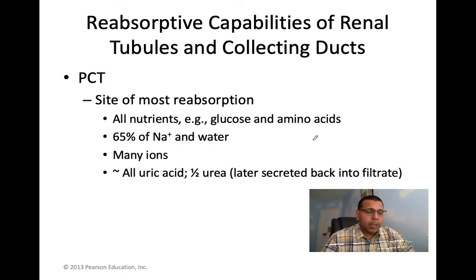When we talk about the PCT, the proximal convoluted tubule, it is considered to be the workhorse of the kidney. It has the ability to reabsorb 65% of the filtrate. It's a site of most reabsorption. All nutrients are reabsorbed here. When we say all nutrients, this includes glucose and amino acids. 65% of sodium and water are reabsorbed here. Many ions. Okay, and here you can see basically in relation to uric acid and urea.